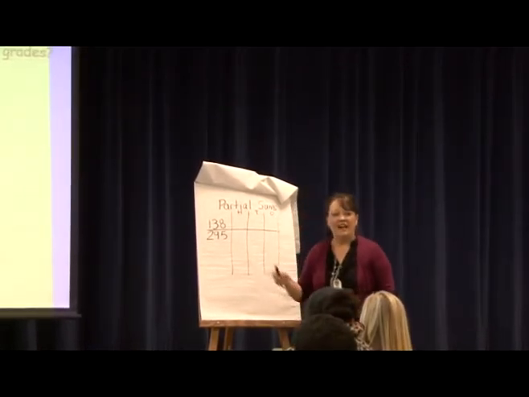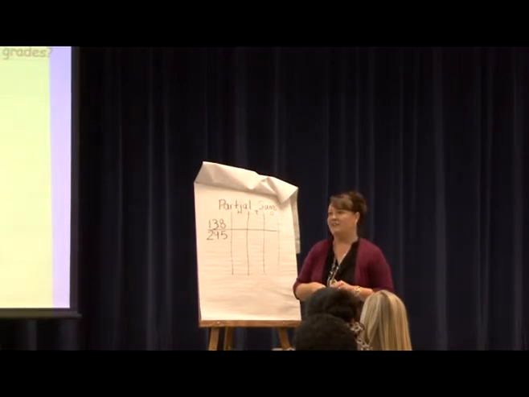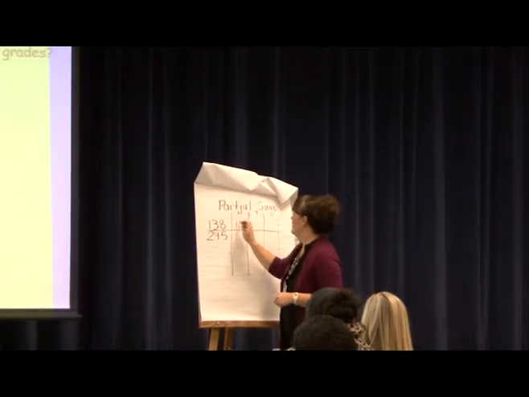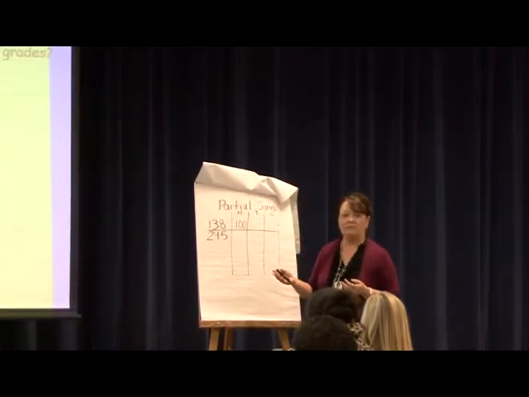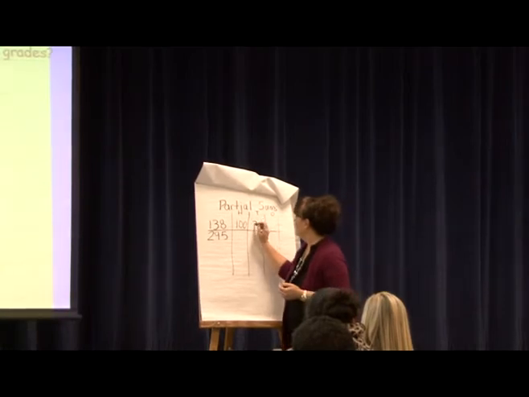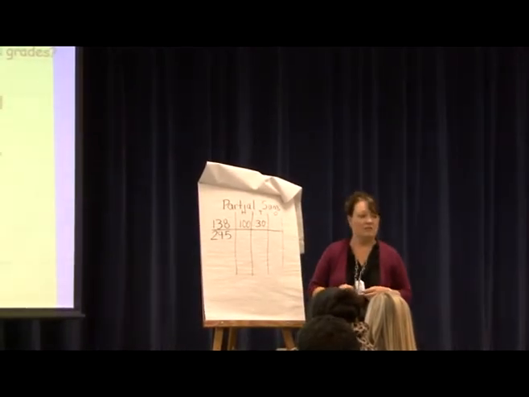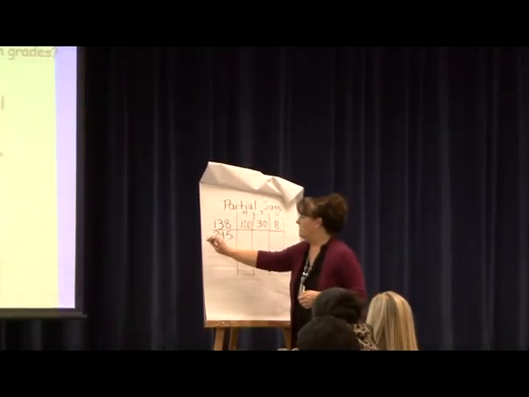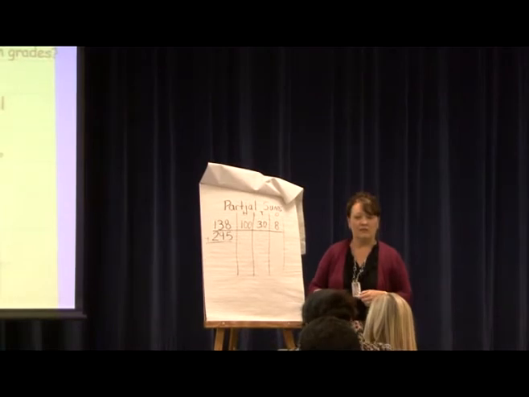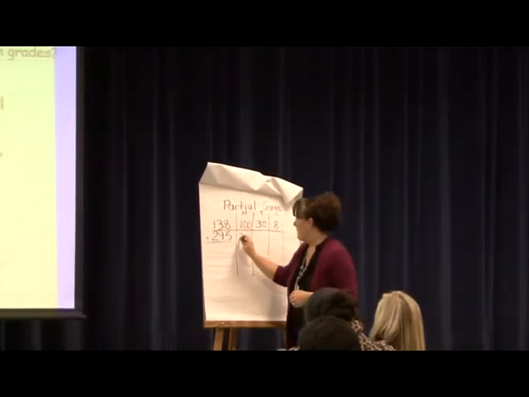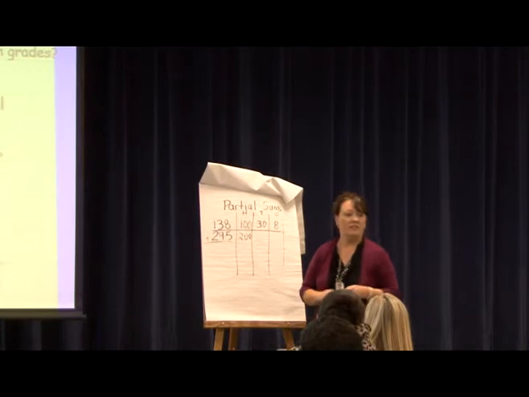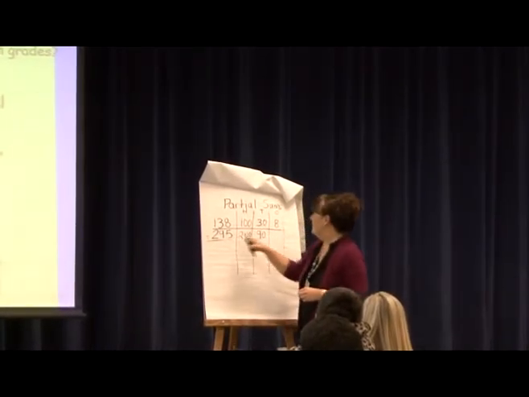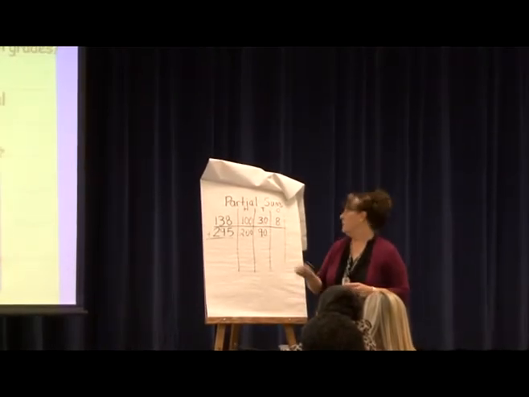So, hundreds. What's the value of the digit that I have in my hundreds place? That is the value, 100. What's the value of what's in my tens place? 30. What's the value of what's in my ones place? 8. All right, my second add-in. What is the value of what's in my hundreds place? 200. What's the value of the digit in my tens place? 90. And the value of what's in the ones place? 5.